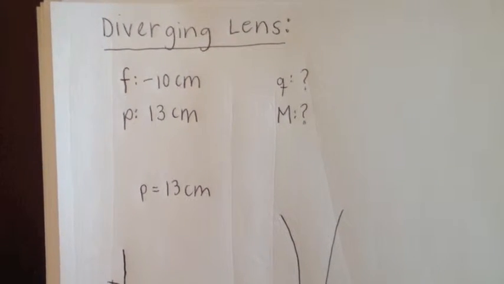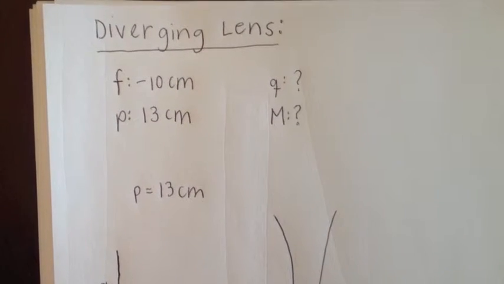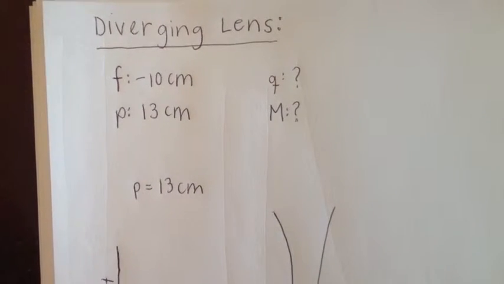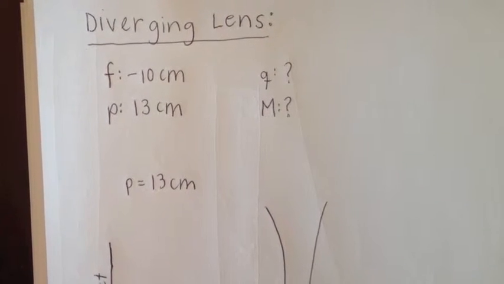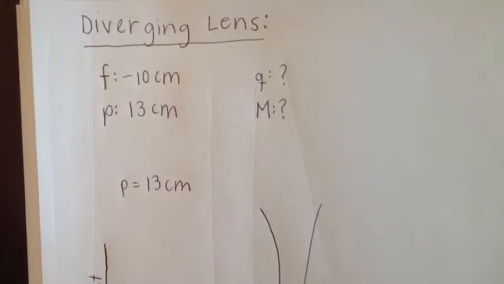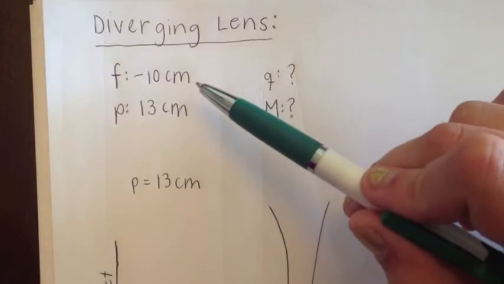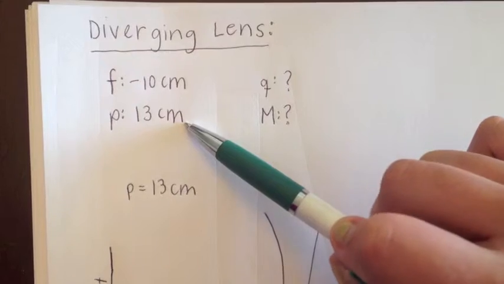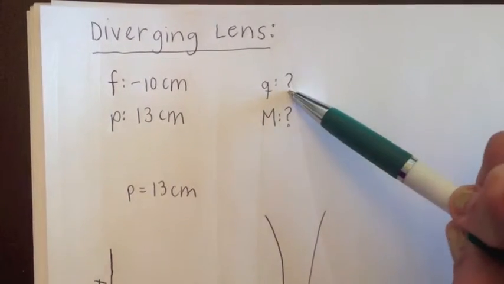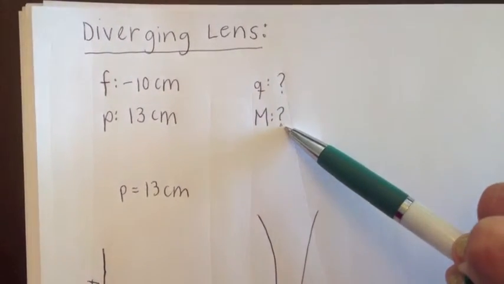Now I'm going to show you a diverging lens, and I'm going to find the position of the image produced by this lens, and then I'm going to explain how the image is real or virtual. So first, our focal length is going to be -10 centimeters, and then our P is going to be 13 centimeters. We are looking for Q, and we are looking to find the magnification.